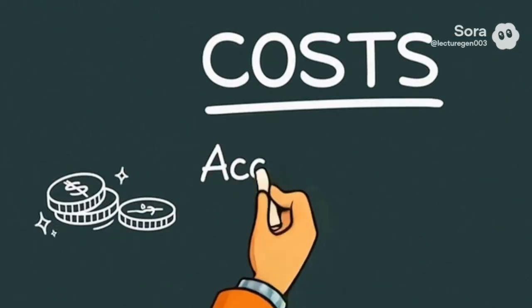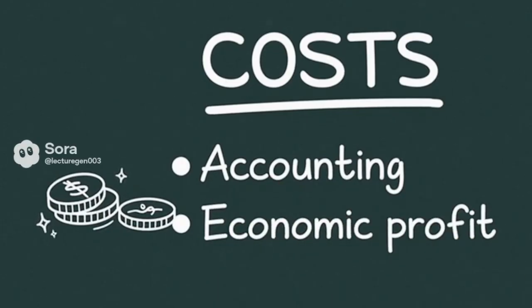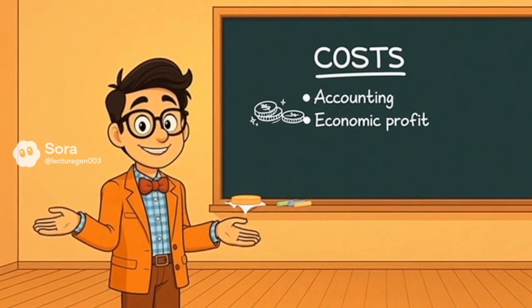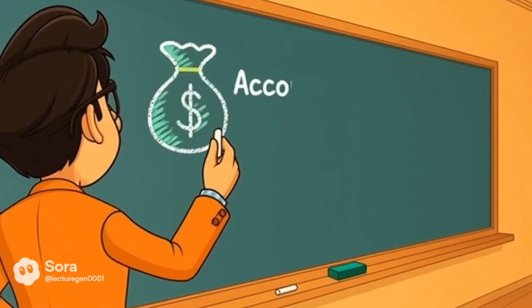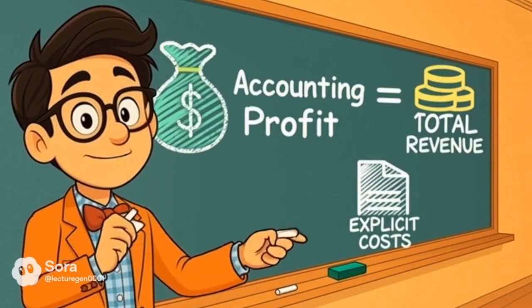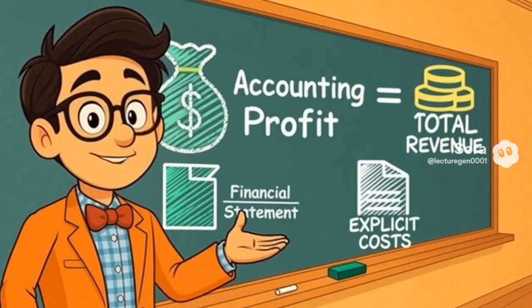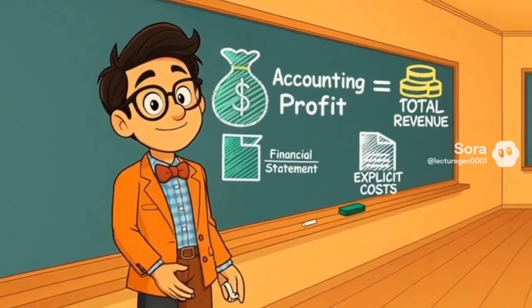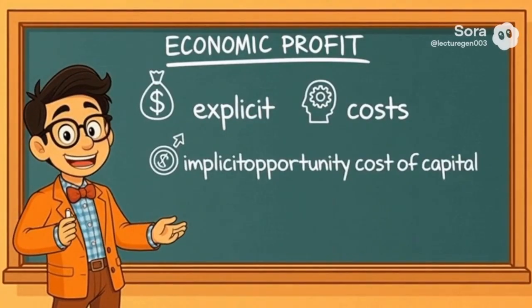Economists use these costs to calculate two measures of profit: accounting profit and economic profit. Accounting profit equals total revenue minus explicit costs. It's the number you'd see on a company's financial statement. Economic profit, however, subtracts both explicit and implicit costs, including the opportunity cost of capital.